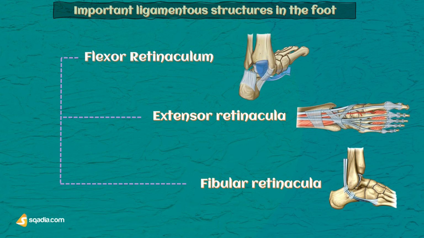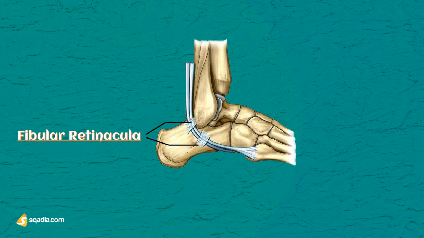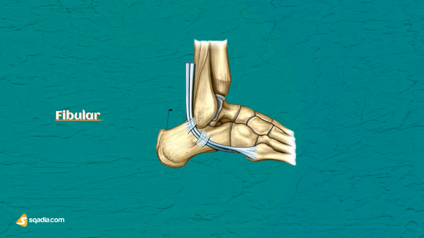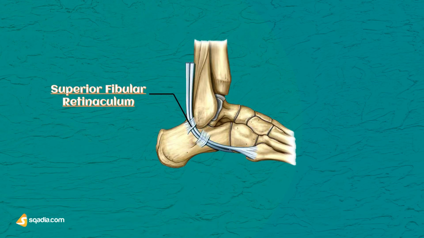Lastly, we have the fibular retinacula. Fibular or peroneal retinacula bind the tendons of the fibularis longus and fibularis brevis muscles to the lateral side of the foot. A superior fibular retinaculum extends between the lateral malleolus and the calcaneus.